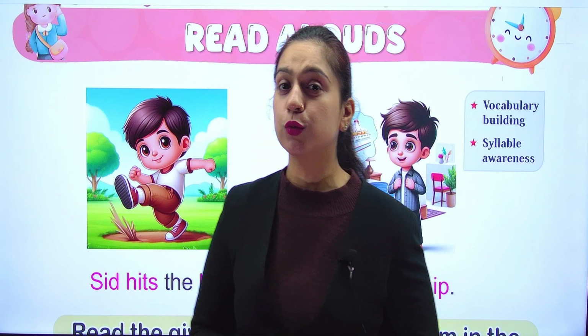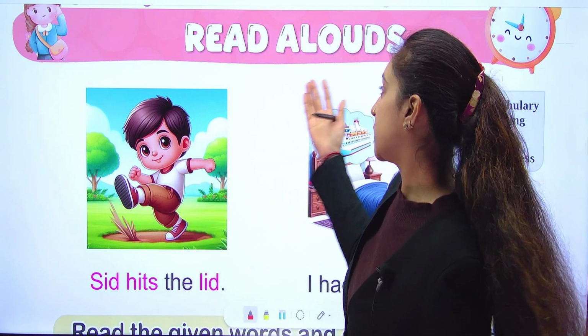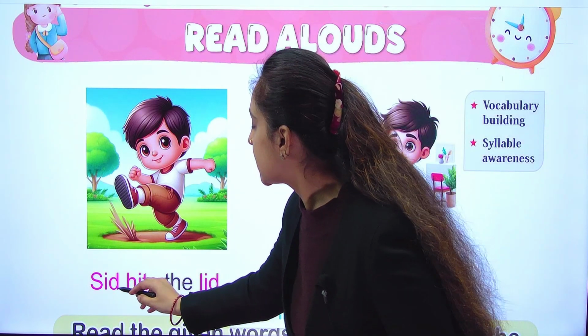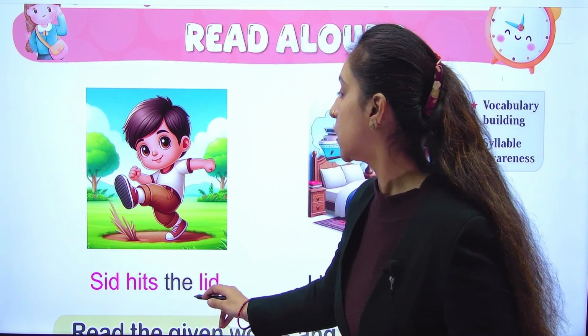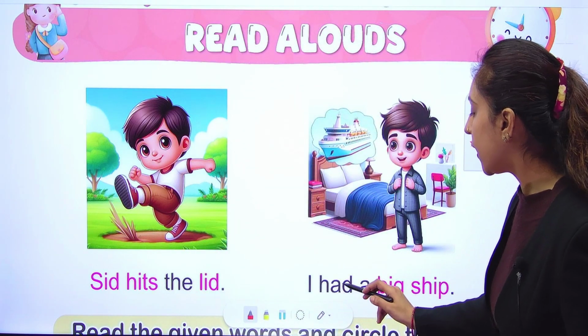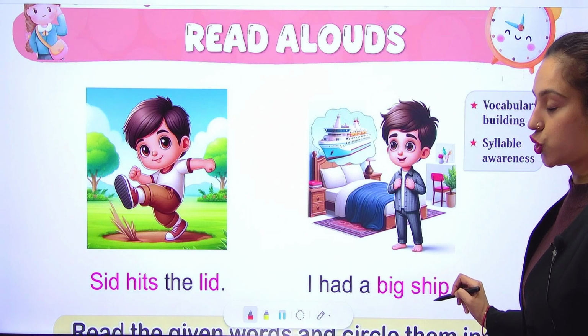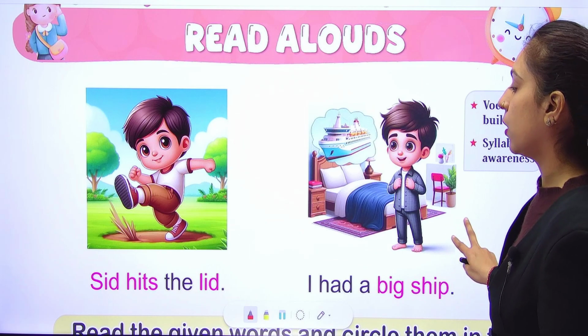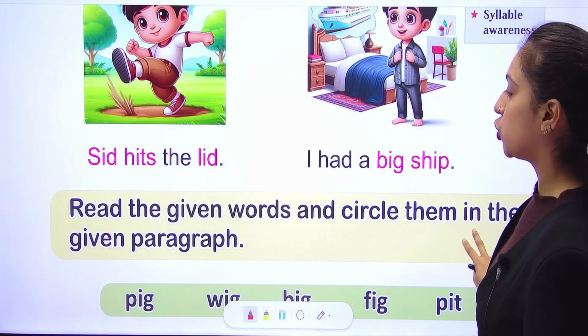It's time to do read alouds. We have to read the I sound words. S-I-D, Sid. H-I-T-S, hits. The L-I-D, lid. Sid hits the lid. I had a big ship. B-I-G, big. S-H-I-P, ship. I had a big ship.